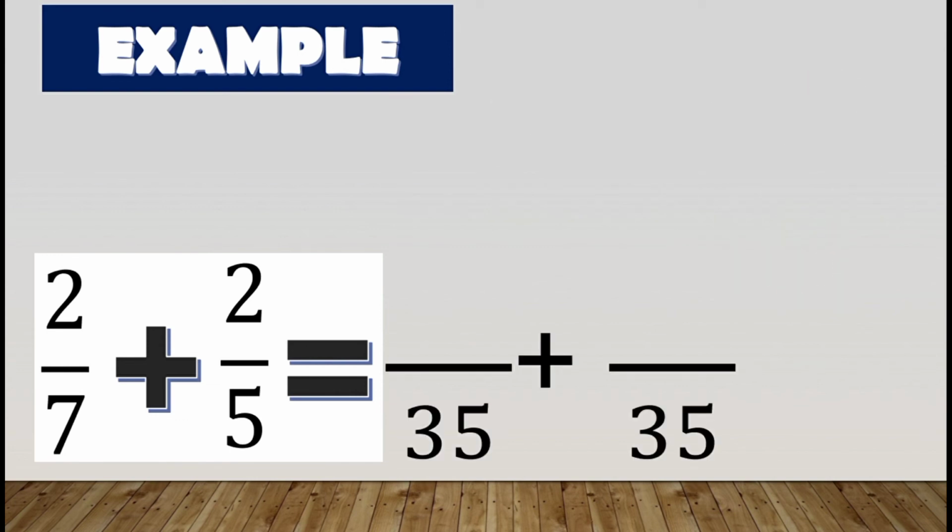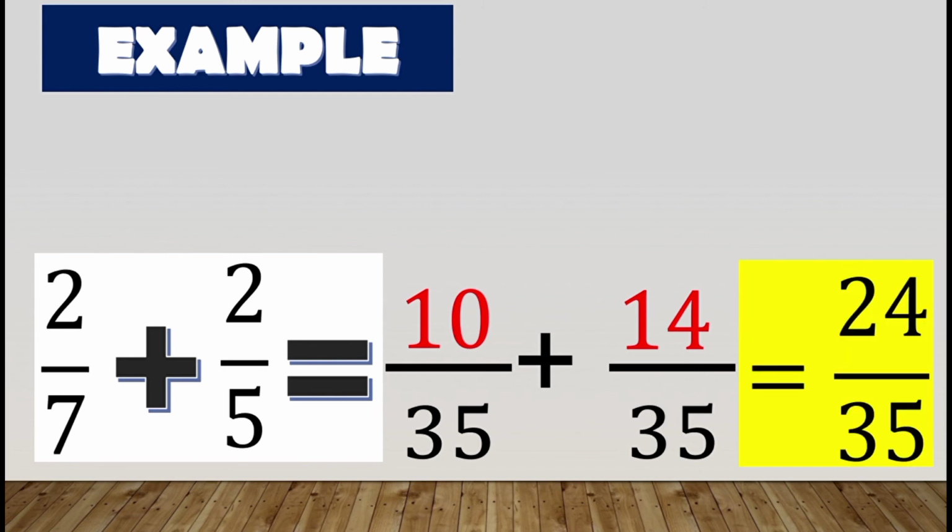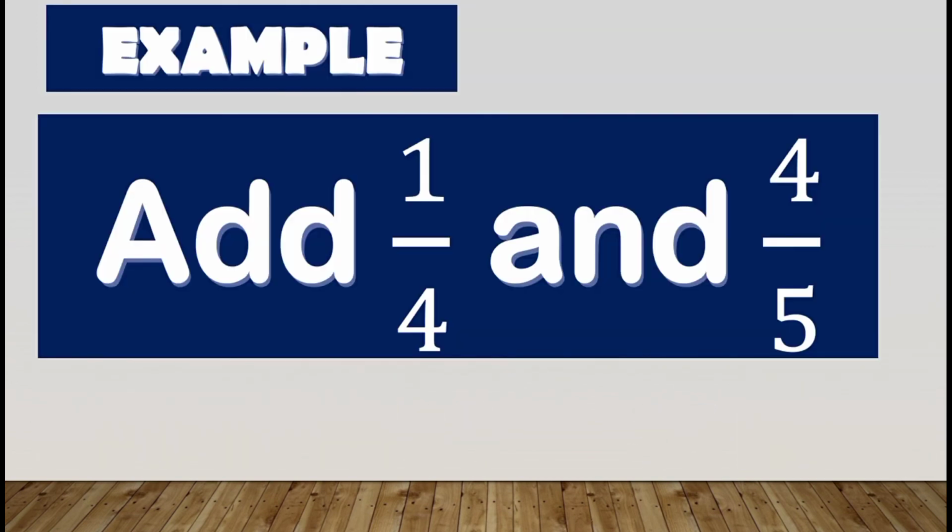So we will write the equivalent fraction of 2/7, and that is 10/35, while 2/5 has the equivalent fraction 14/35. Then we can combine these two by adding our numerator and copying the denominator. Final answer would be 24/35. Let's have our next example.